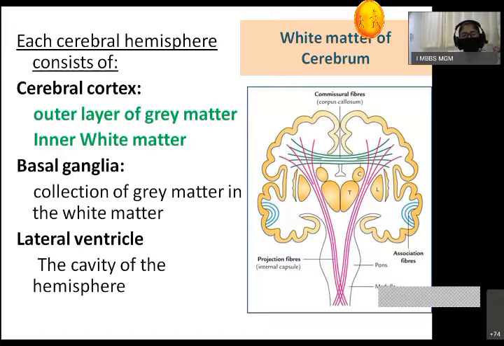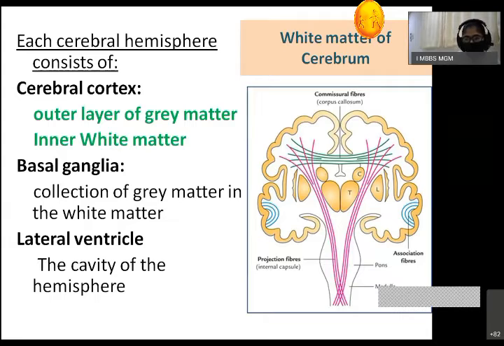So each cerebral hemisphere consists of an outer layer of gray matter and an inner layer of white matter. In the white matter, there are some masses of gray matter located in the central core of the cerebrum. These are called basal ganglia. And in each hemisphere, there is a lateral ventricle.